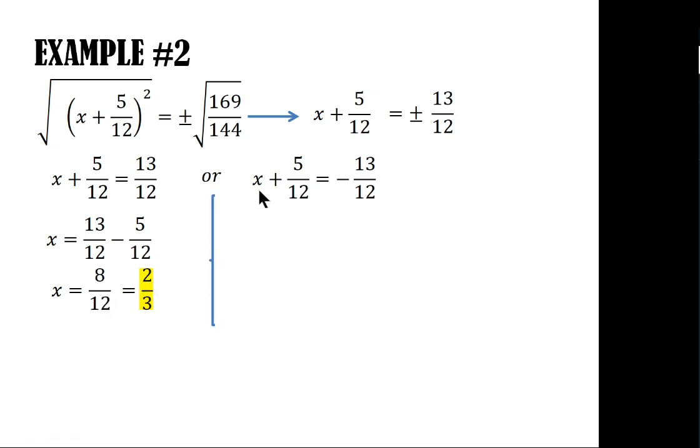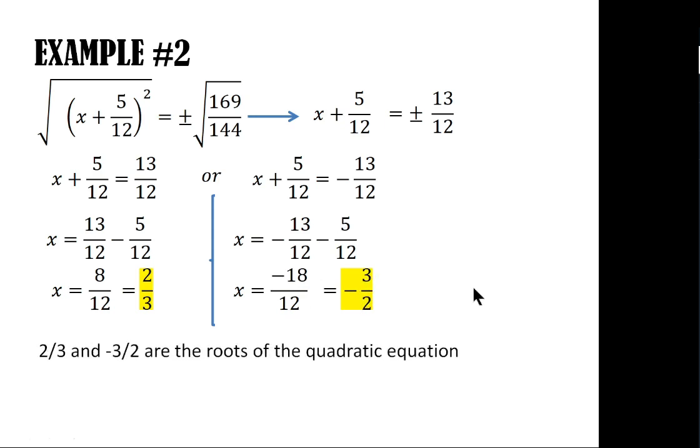Next solution. We subtract 5 over 12 from both sides of the equation. So we have x is equal to negative 13 over 12 minus 5 over 12. This is a similar fraction, so we have x is equal to negative 13 minus 5, that's negative 18 over 12. This is reducible, so we divide this by 6 and 6. So we have negative 3 halves. Alright, so that's our solution. 2/3 and negative 3 halves are the roots of the quadratic equation.